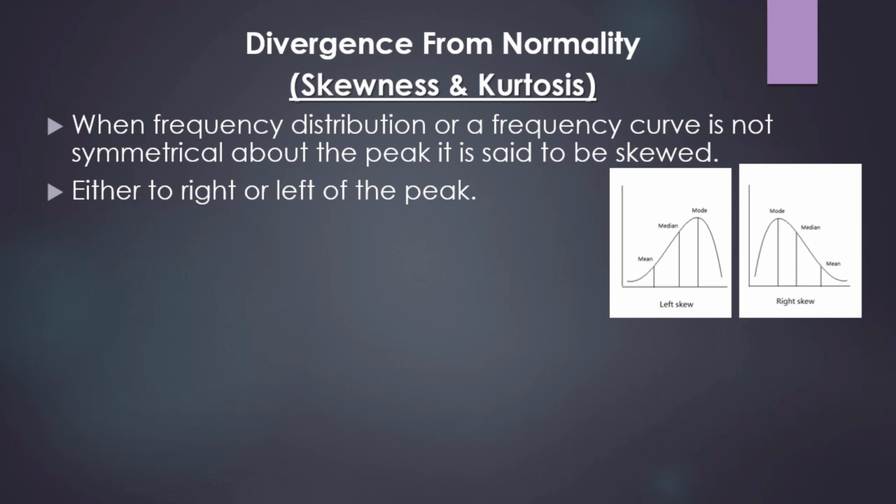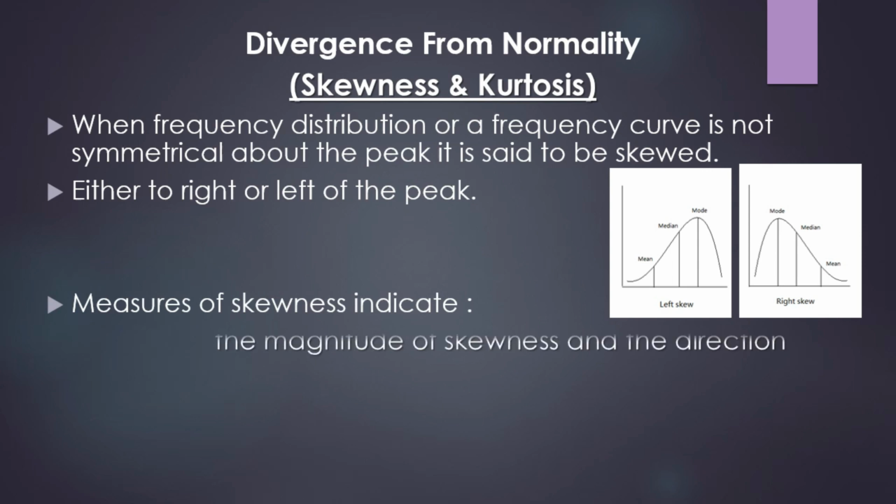When a frequency distribution or a frequency curve is not symmetrical about the peak, it is said to be skewed. In other words, one tail of the curve will be longer than the other in a skewed curve. This can be either to the right or left of the peak.